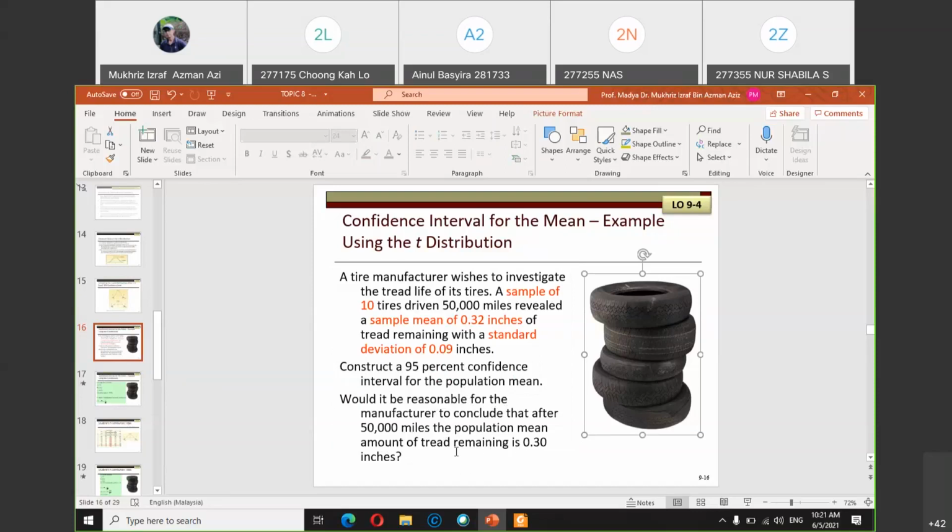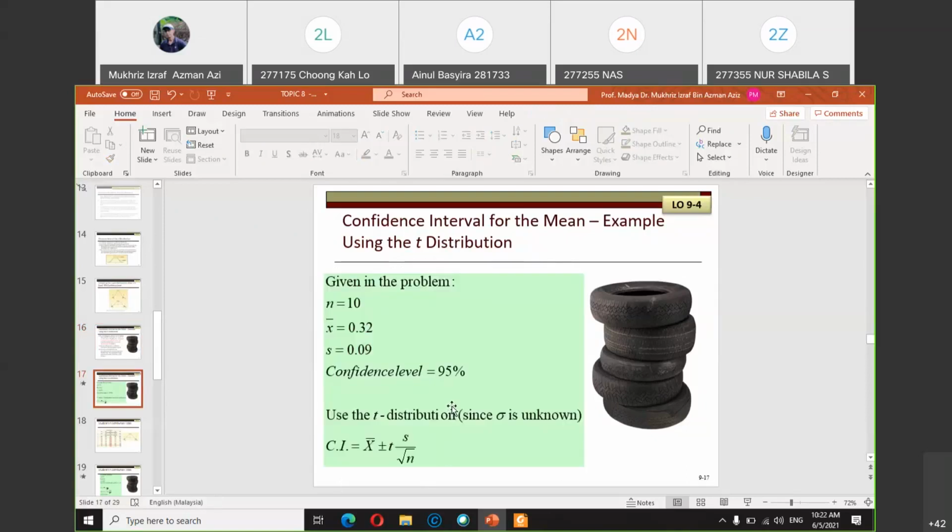To answer this question, you need to construct the CI first. If the value of 0.3 is within or inside the confidence interval, then you say that it is reasonable. If the value of 0.3 is outside the interval, what do you mean by outside? You have a lower boundary and an upper boundary, meaning a range from one value to another value. So if 0.3 is located inside the interval, then you say that it is reasonable to conclude.